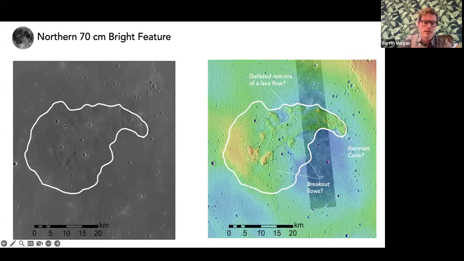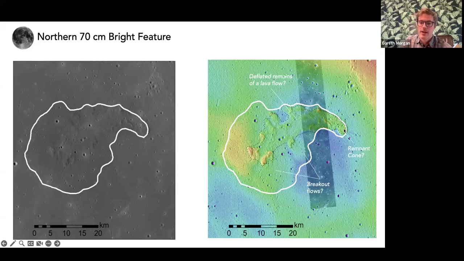This is an LROC image. This is the boundary of the bright feature in the radar data. This is where we can see the image data. And if we put on some topography as well, you can see that it's got a really interesting rough kind of terrain here within the center of it. Based on the way it looks and its morphology, we would interpret this within the group as a possible rugged lava flow.